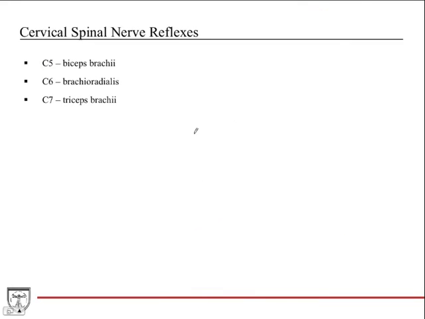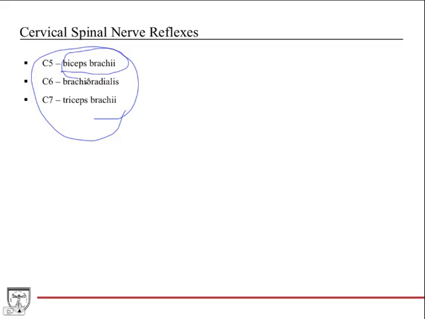Some special reflexes to note: the C5 spinal nerve is tested by the biceps brachii. So if you have a disc herniation at C5, a test question may ask what reflex is diminished or weak, and it would be the biceps brachii reflex. Brachioradialis reflex is for C6, and then the triceps brachii reflex is for C7. Okay, and this is very frequent. I would write this down or make a note of this. This is very high yield for test questions.